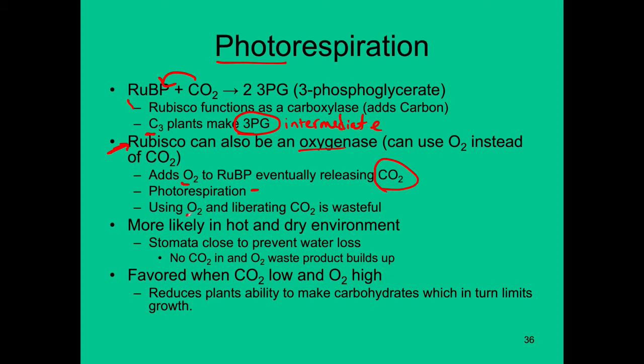And when a plant starts to incorporate oxygen and release CO2, this becomes a very wasteful process. And if there's one thing I know that you guys have learned already about these cells, is this is a no-no in cells. Cells are not wasteful. It's never a good thing when a cell is wasteful. So photorespiration is a process that tends to occur in really hot and dry environments. And this is because of that water loss.